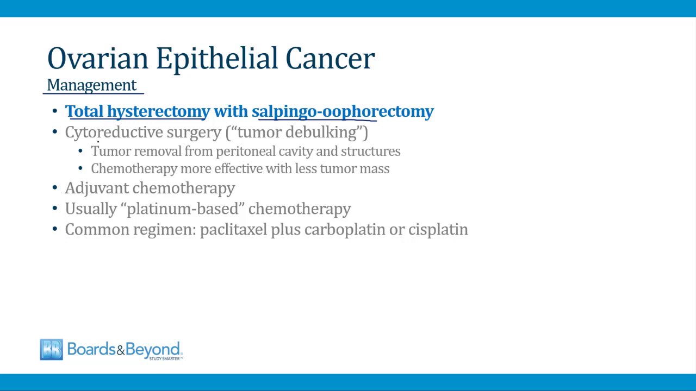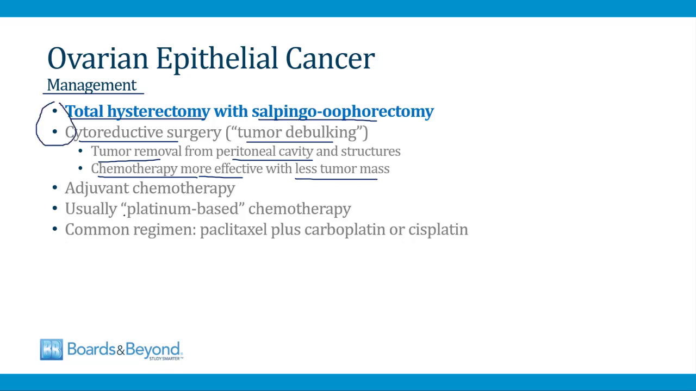When the tumor has spread, what's often done is known as cytoreductive surgery, also called tumor debulking. This refers to removing the tumor from the peritoneal cavity and other structures to which it has spread. And the idea here is that studies have shown that chemotherapy is more effective if there's less tumor mass. So if you can surgically reduce the tumor mass, it makes it more likely that the chemotherapy will work.